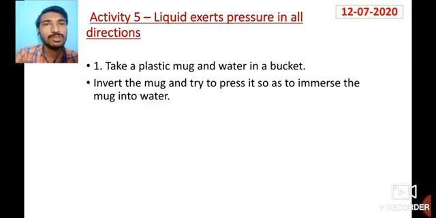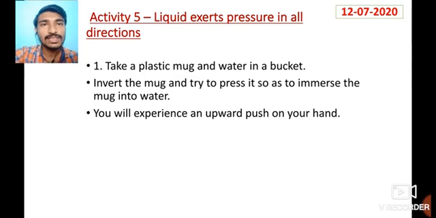After pouring water in the bucket, invert the mug and try to press it so as to immerse the mug into the water. Now take the mug, invert it and try to press it. Try to immerse that mug in the water. Now see what will happen.